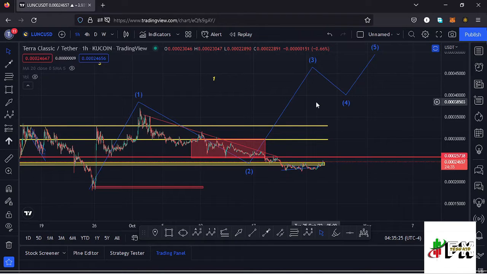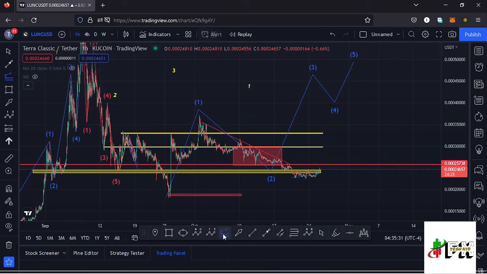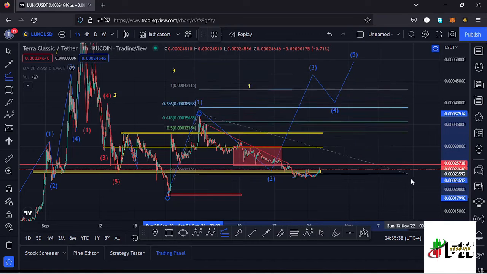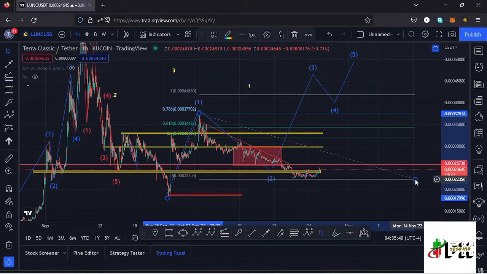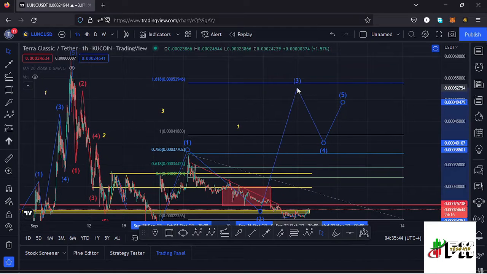And in the formation of that third wave to the upper side, we can sketch out a target area to the upper side using the trend based Fibonacci, connecting it from the low of that wave 1 to the high of the wave 1, then dragging the fibs to the low of the wave 2, and that gives me a minimum target area to the upper side at the fib level 1.618, and that is at around the $0.00053 mark.